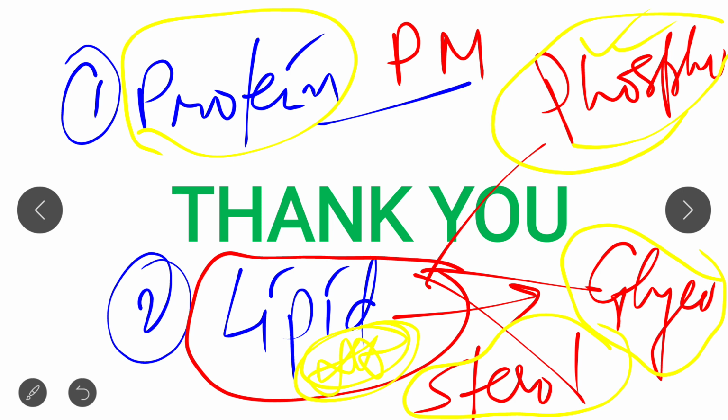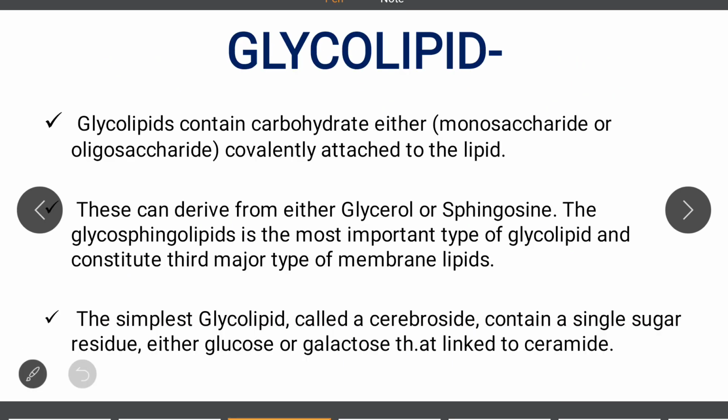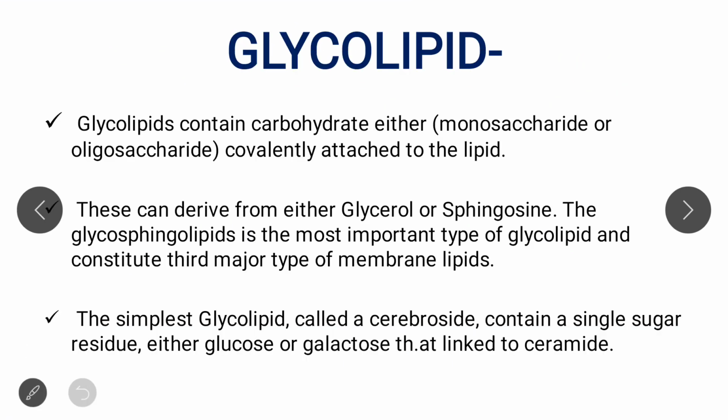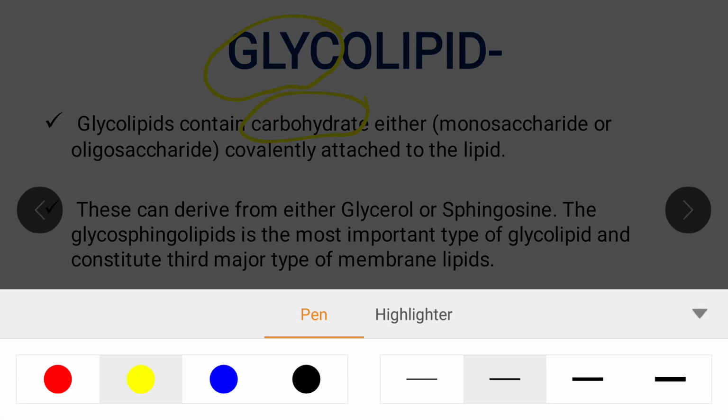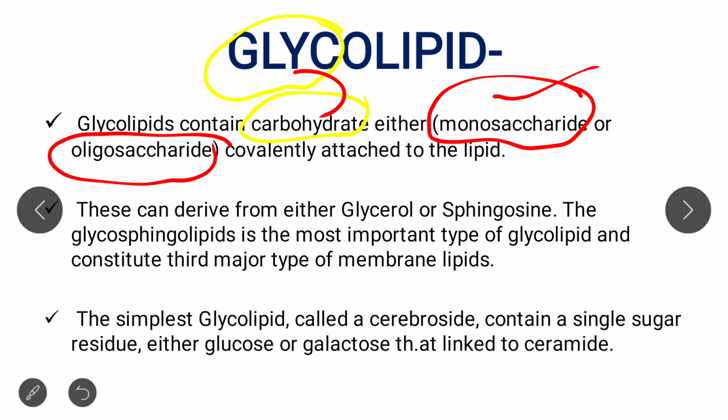So this is in brief, I discuss it again with you so that you don't get confused about why I start with glycolipid. So today we are going to discuss glycolipid first. What are glycolipids? Glyco means a carbohydrate part, and this carbohydrate part can be either a monosaccharide or an oligosaccharide.